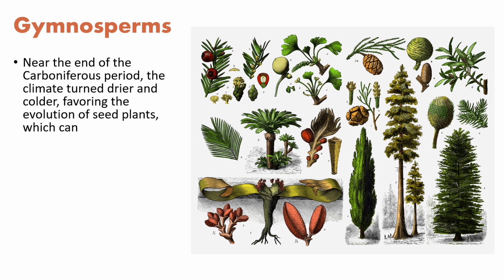Near the end of the Carboniferous period, the climate changed to become drier and colder, and this favored the development of seed plants, which are able to withstand harsher conditions. So they can complete their life cycle on dry land. They do not require water. Both the ferns and the mosses required water for reproduction to take place. So this is going to be a major advancement over the ferns and the mosses.